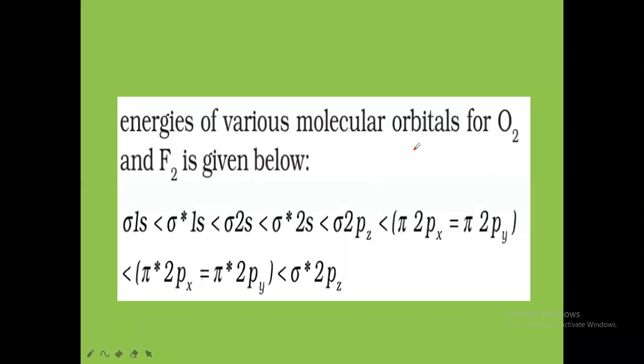So due to the lack of 2s 2p mixing, the energy order will be this one. Here sigma 2pz will have lesser energy than pi 2px equals pi 2py in the case of O2, F2 and Ne2. But it is taken after pi 2px, pi 2py in the case of N2. Only that is the difference.